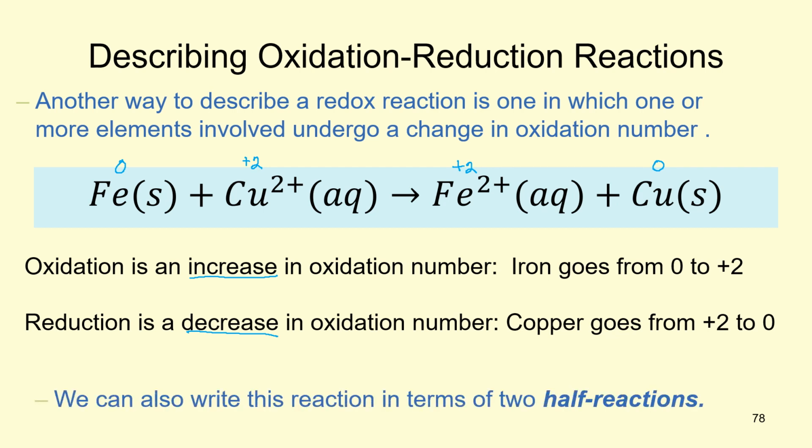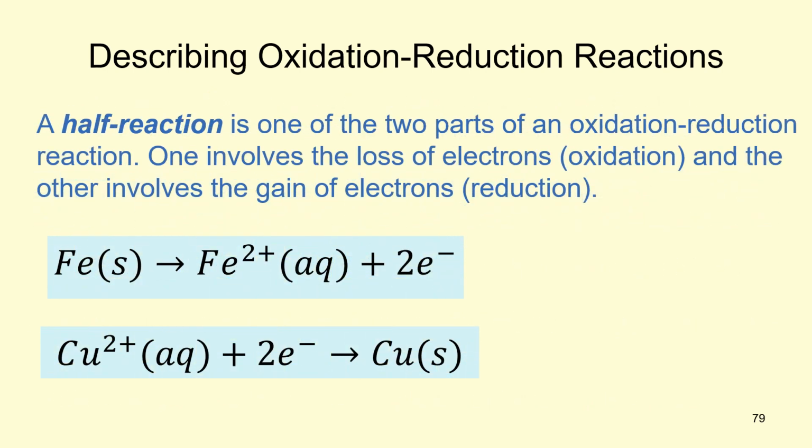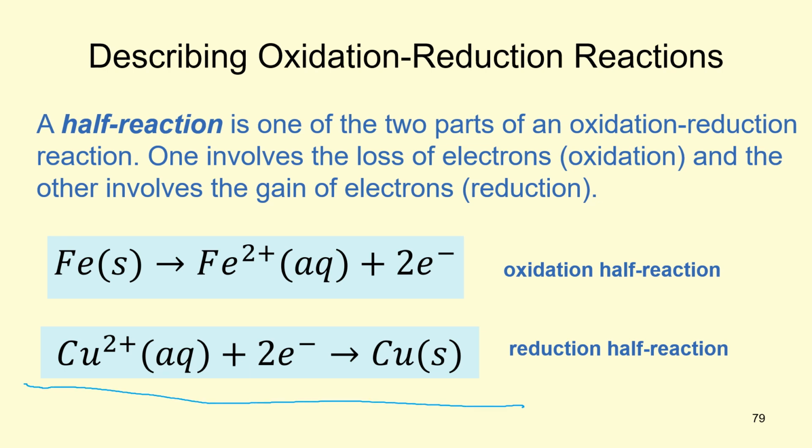We can also write this reaction in terms of 2 half reactions where we show the electron. So here's the oxidation half reaction. Iron is actually losing 2 electrons. And then here, copper is gaining 2 electrons. So that's the reduction half reaction. If we want to, we can draw a line under there. We can cross off the electrons then, and we go back to getting our original reaction. So these are the 2 half reactions. And we'll see why this is important in just a minute.